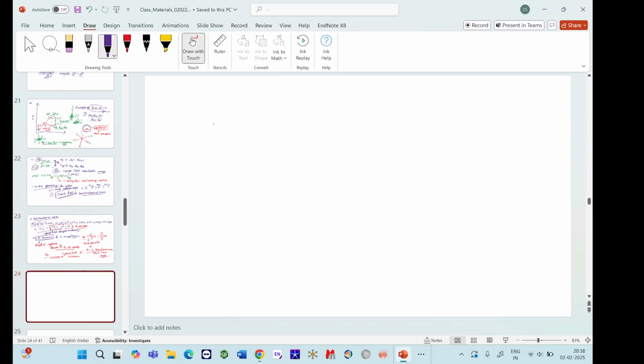Two terms are there. One is called delta zero, that is called crystal field splitting, and another term is called P. P is called pairing energy. I'll give you an example.